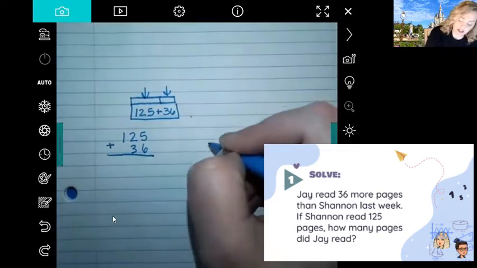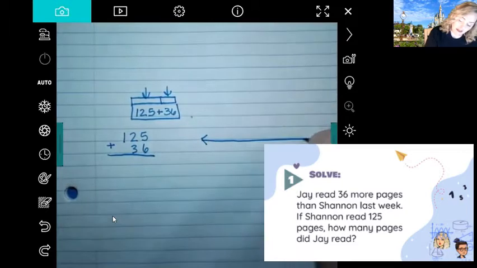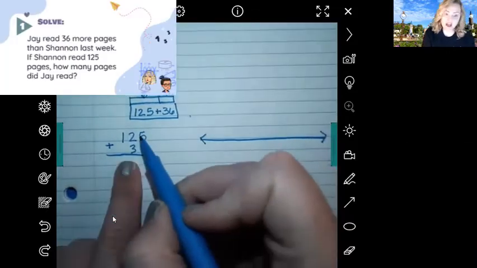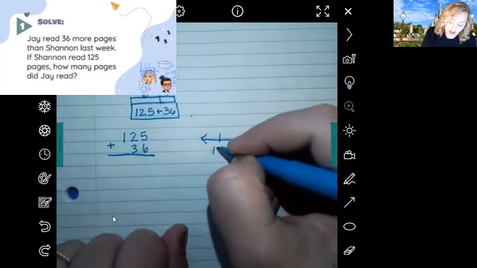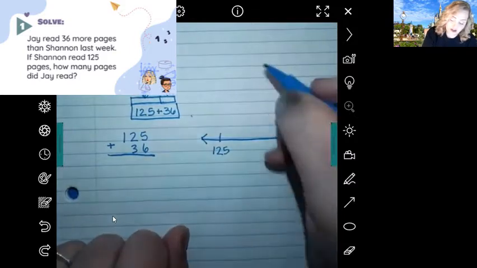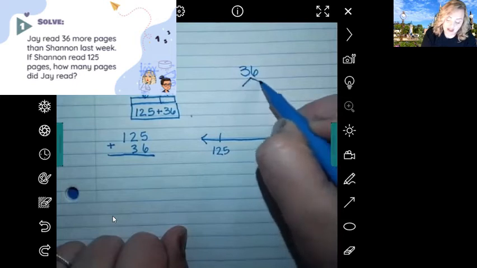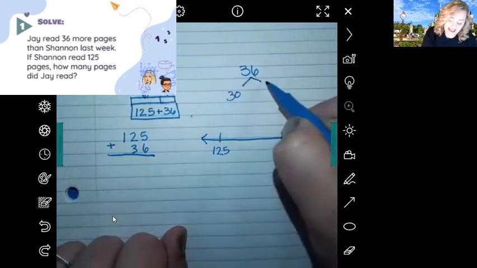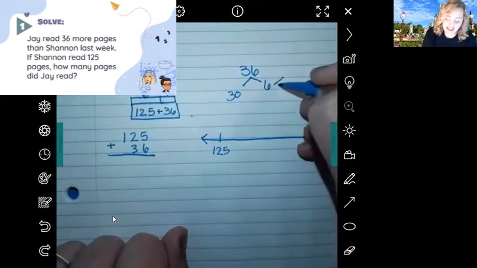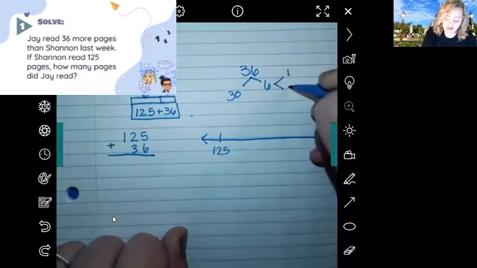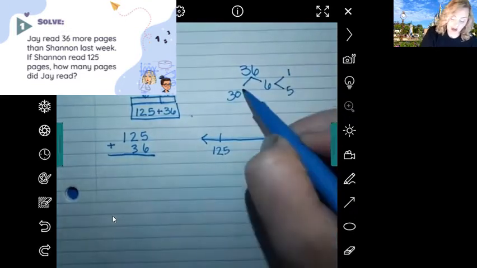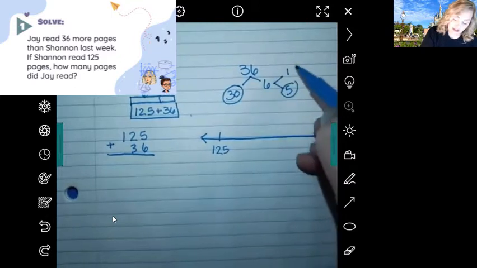So the first thing I'm going to do is make my number line. And I'm going to start with 125. Now I know 36. If I make it into a number bond, I can make it into 30 and 6. And then I can even break that 6 into easier jumps of 1 and 5. Okay, so I need to make 3 jumps on this number line.